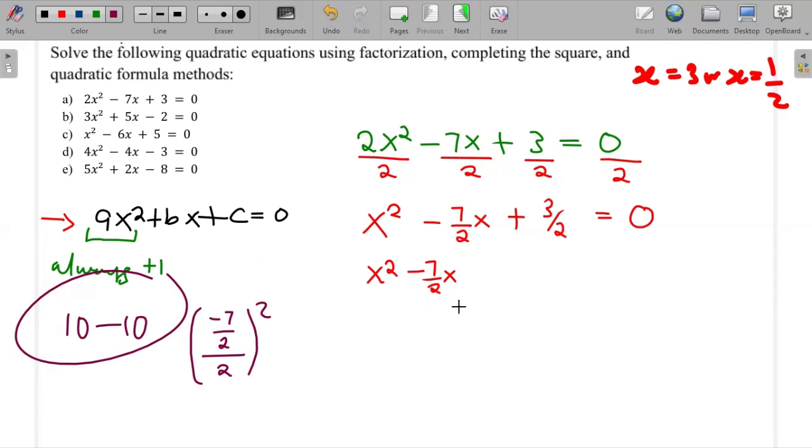So we are adding the same thing and then subtracting it again. That's why I'm saying it's a special zero. Okay, you get the coefficient of x, divide it by 2, and then put it in brackets like that, square it, and then I'm going to add it and subtract it.